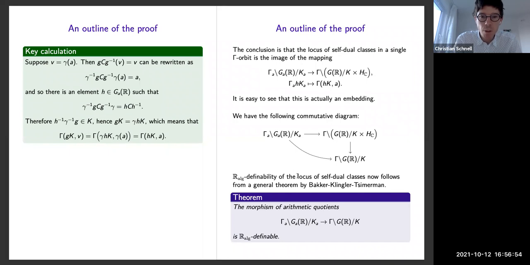Namely, the theorem is the following. I have this arithmetic quotient for the big group G, and then I have the smaller arithmetic quotient for the smaller group G_A. The theorem is that the map between the groups induces a map between the arithmetic quotients, and that map is definable in our algebra. Okay, and so then again, modulo worrying about the lifting into this vector bundle, this gives you the definability of this map up here. Therefore, the image is definable, but the image is the set that we care about. So therefore, the set is definable.